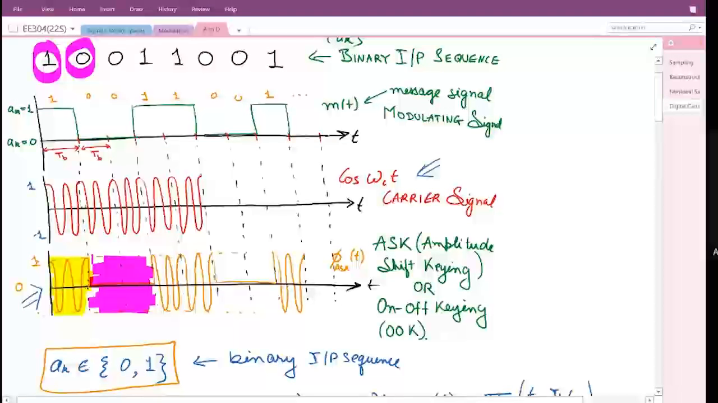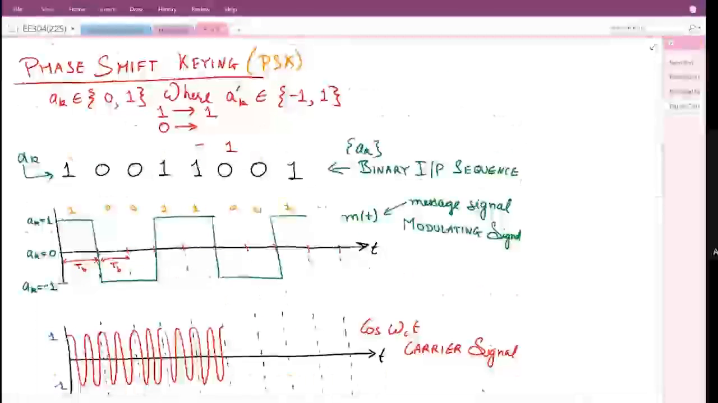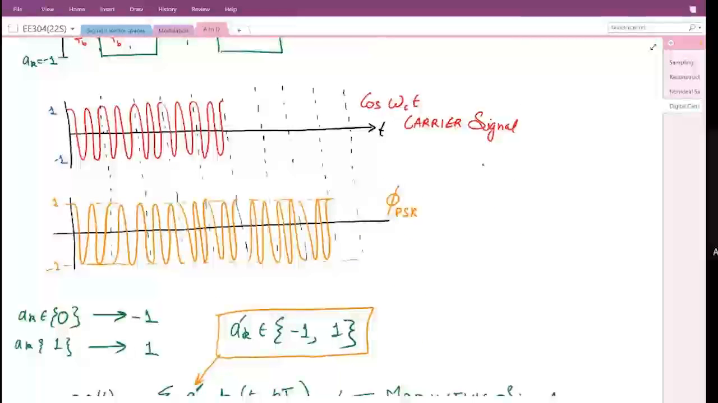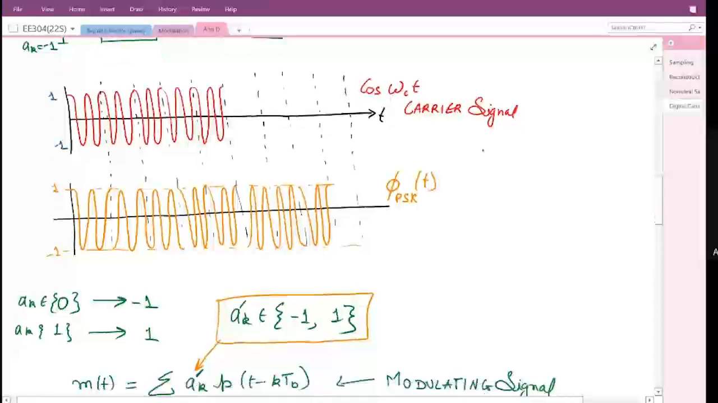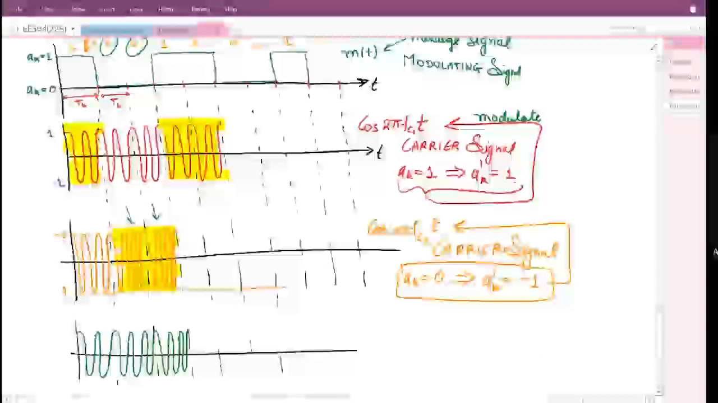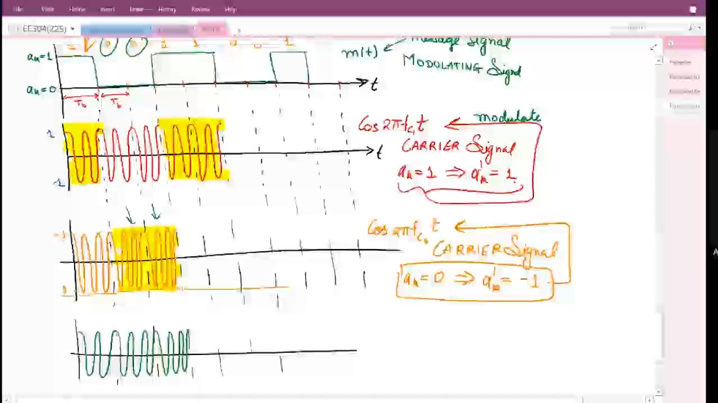Okay, if I have to draw such a signal, probably we can take this in the next lecture. And similarly, for phase shift keying, the final signal should have 4 different phases. So it will be 0, 90, 180, and 270. Yes, sir. And similarly for frequency shift keying, there are going to be 4 such carrier frequencies, mapping each of the possible combinations.